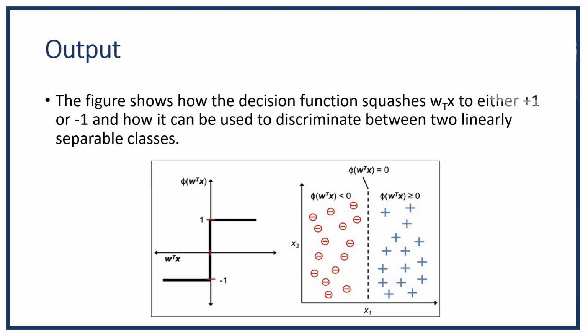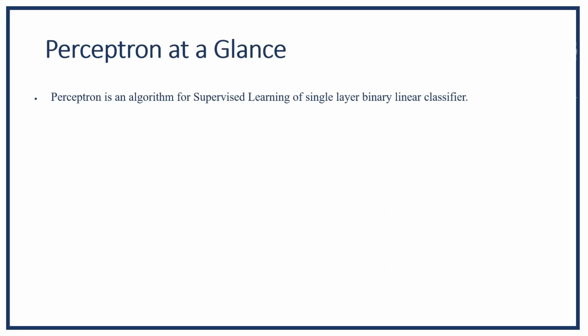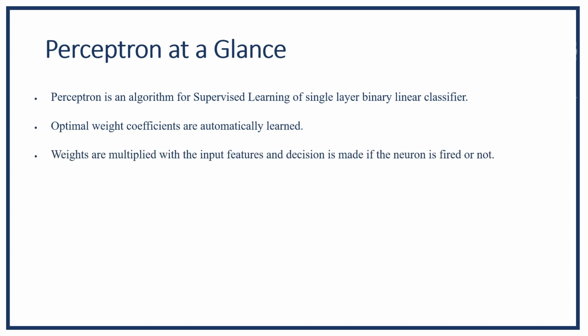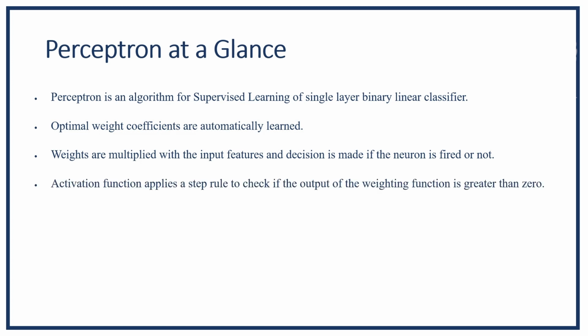Perceptron has the following characteristics. Perceptron is an algorithm for supervised learning of a single-layer binary linear classifier. Optimal weight coefficients are automatically learned. Weights are multiplied with the input features and a decision is made whether the neuron is fired or not. The activation function applies a step rule to check if the output of the weighting function is greater than 0.